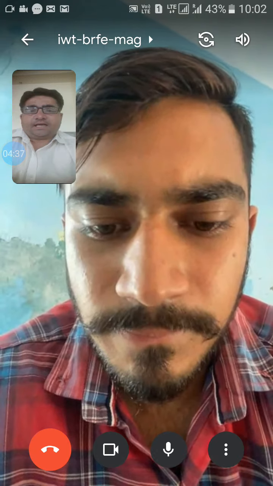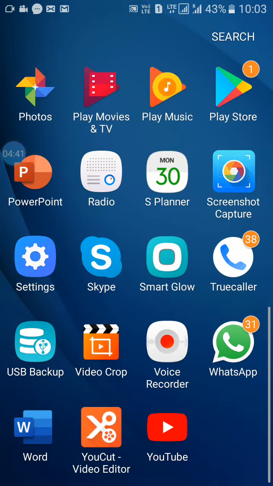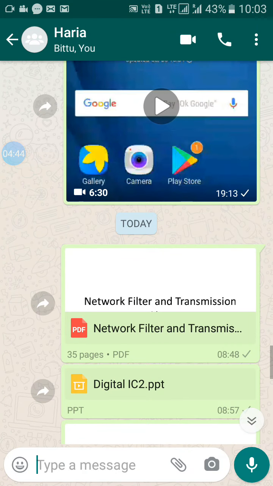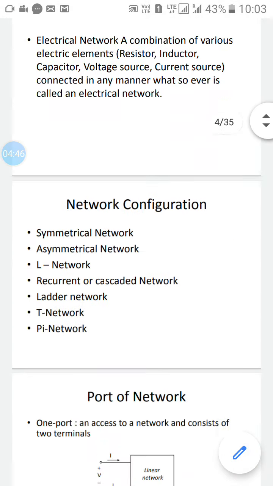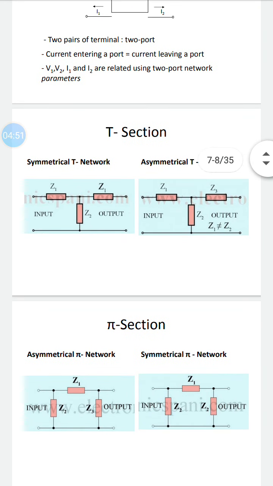It is very important to study all these elements. Next is the T section, where we have the symmetrical T network and the asymmetrical network, then the pi section. In a symmetrical T network, we have impedances Z1, Z2 at the output side, and in the asymmetric network, we have Z1, Z3, Z2 at the output side.